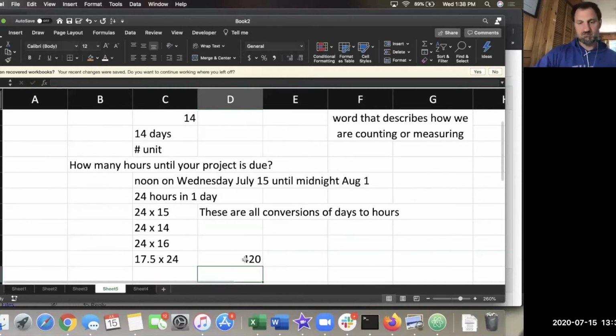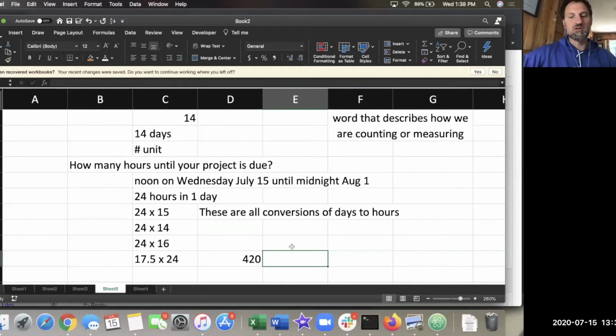If you disagree with that, we can fight about it after class. So you got 420 hours of time that you could do stuff on your projects. It's a lot of hours. Please do not leave it until the last 24 hours and then get serious. Do a little bit of work along the way.